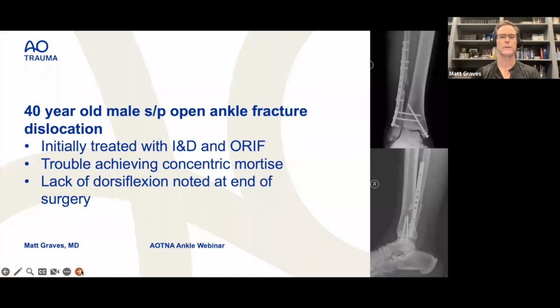All right, so I wasn't the initial surgeon, but I know the initial surgeon. They initially had problems achieving a concentric ankle mortise, and they had problems getting to neutral dorsiflexion at the end of the surgical procedure. They knew something was wrong, and so they asked me to look at it after the surgery to see if I could help figure out exactly what was going on.